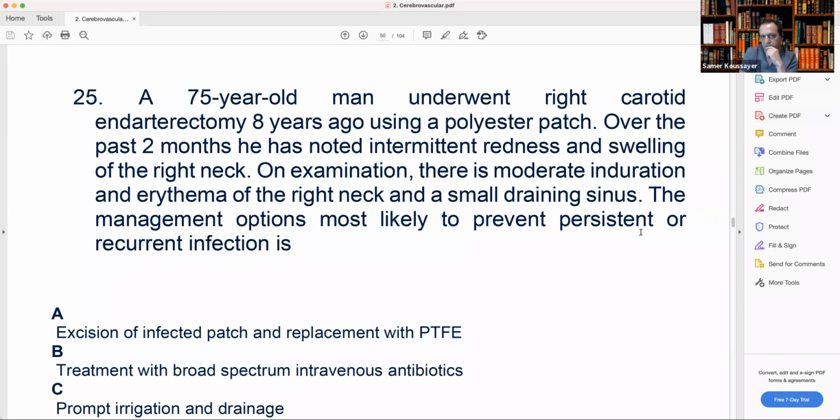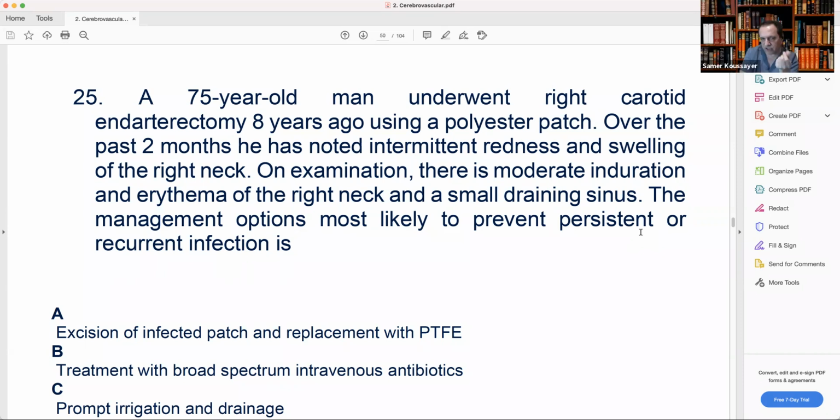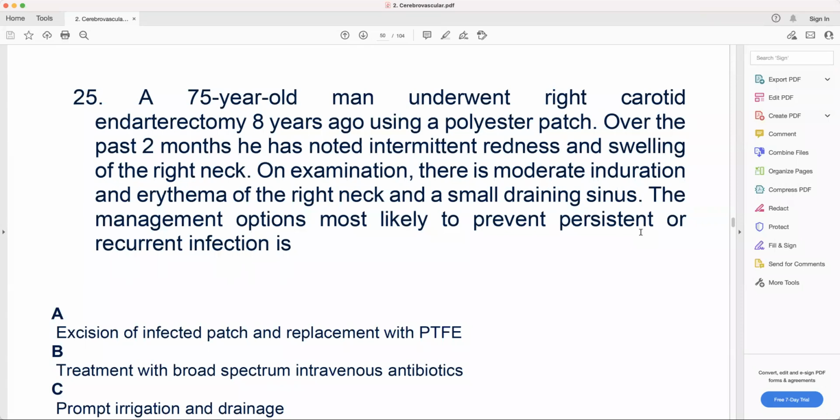You have to be prepared for both ways. But if I go there, I usually take the patch out first and see the edge. If the edge is very fragile and cannot hold sutures, then yes, I resect it and put an interposition vein graft. Otherwise, if you take it out and the artery looks fine, I just put a vein patch, as you said.